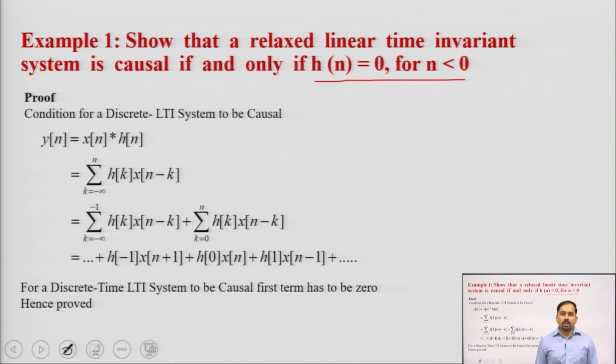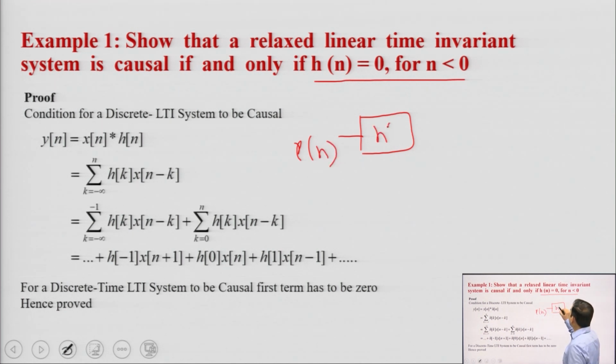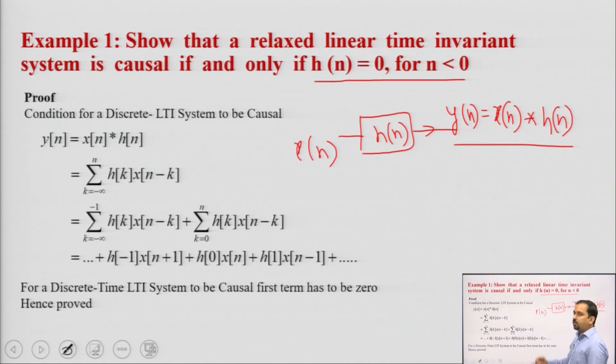we are aware that for an LTI system, if x[n] is the input and h[n] is the impulse response, then the output y[n] can be given as x[n] convolution with h[n]. These are the basic concepts of signals and systems, we are already aware of this. So, y[n] equals x[n] convolution with h[n]. Now, we are going to utilize this relationship to prove this particular condition, that impulse response h[n] is 0 for all negative values of n, which is n less than 0.